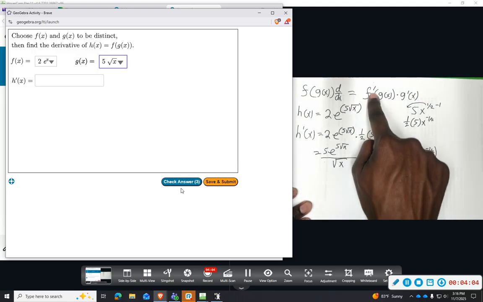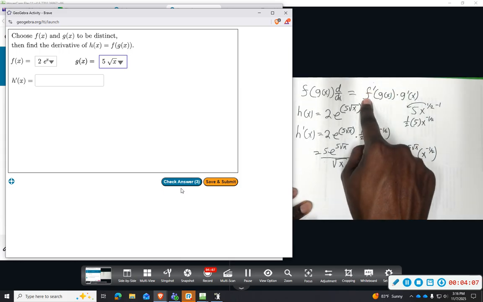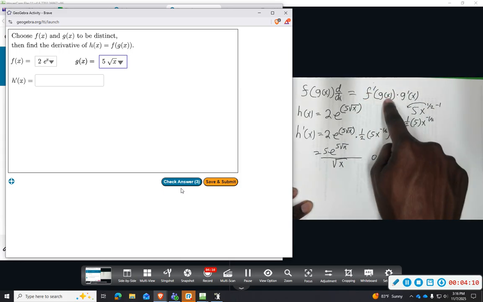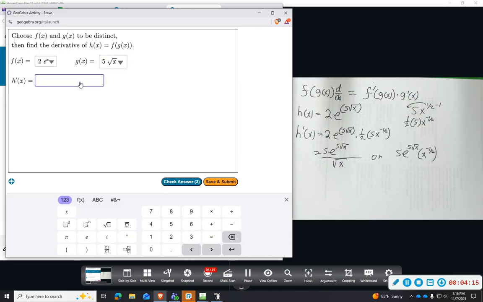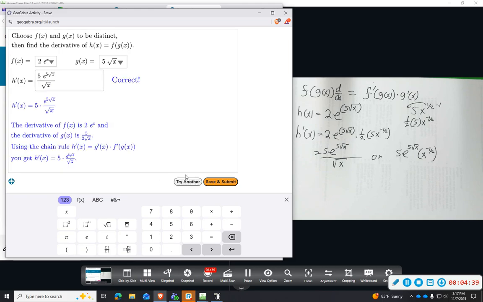They want you to understand you have two functions of x, derivative of the outside function first, leave that alone, and then times the derivative of the inner function. Write it like that.